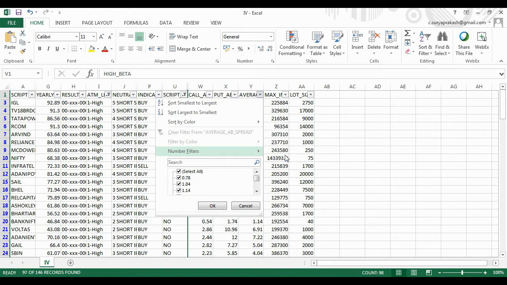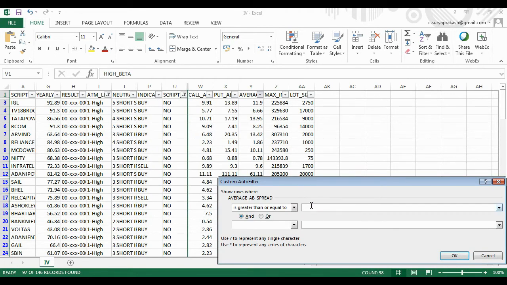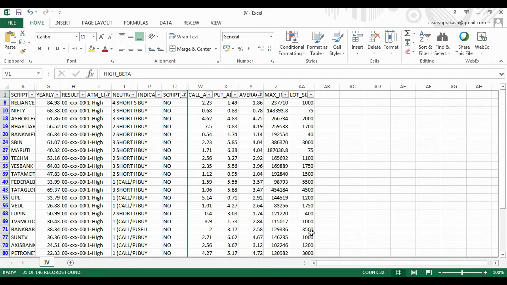There can be some negative values as well, so just apply the same filter. It should be greater than 0 and less than or equal to 5, which should be more apt. Now if you see, the stocks got reduced to close to 31 out of 146.